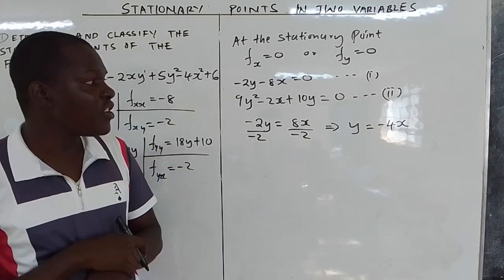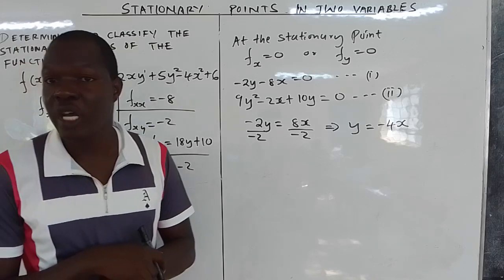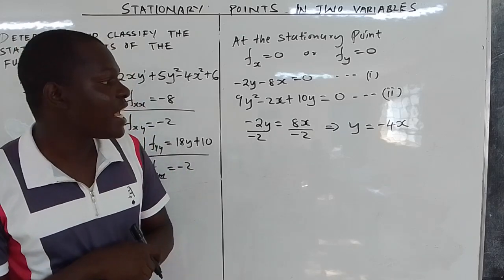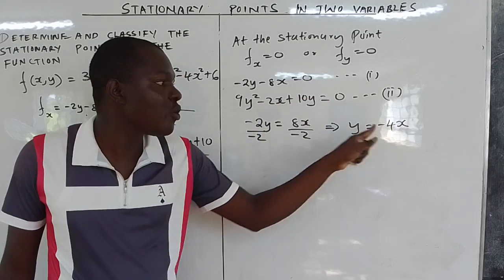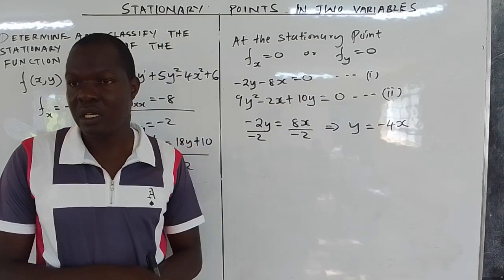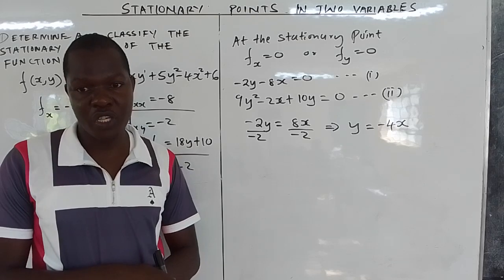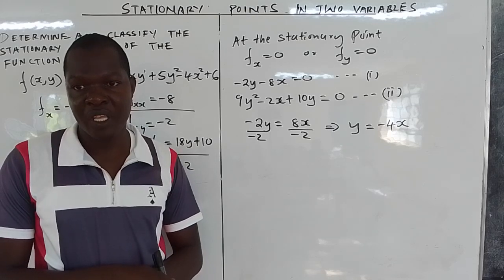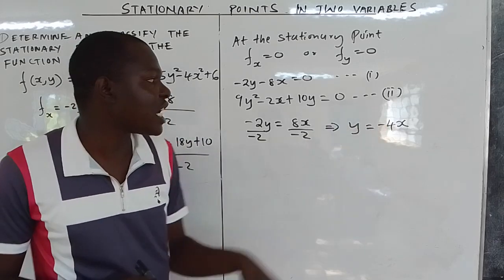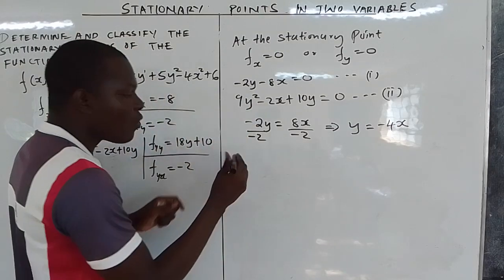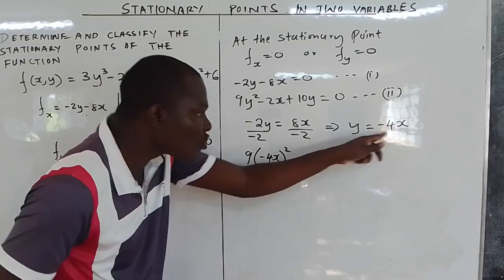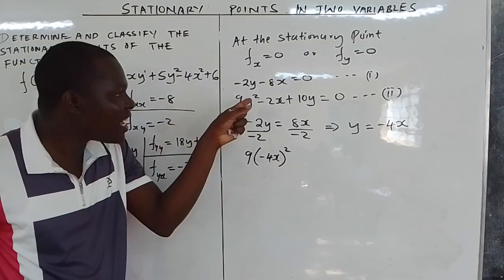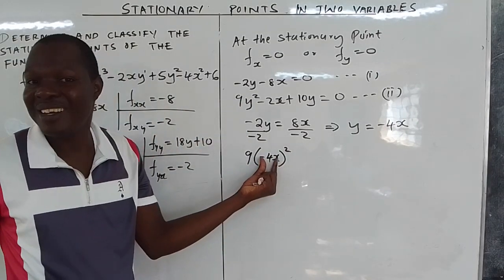So it means when we are using substitution in the second equation, anywhere you see y, what do you put? Negative 4x, because we are using substitution. Are we together? Anywhere you see y, you put negative 4x. So in the second equation, we have 9y squared: 9 into y squared, because y is the same as negative 4x.